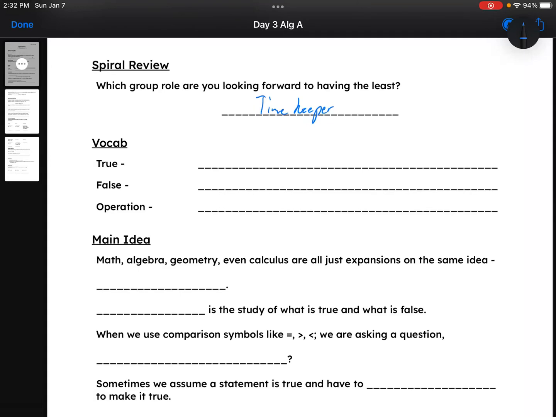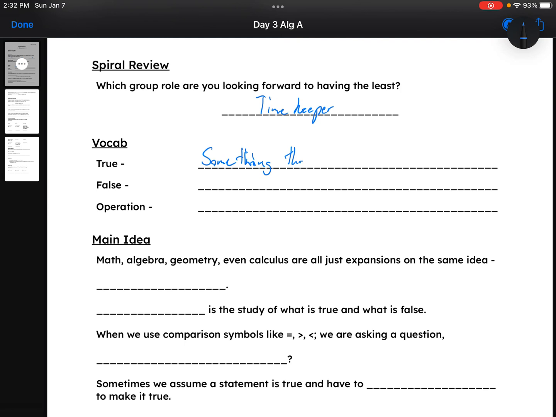All right, here is vocabulary for day 3. The first word is the word true. Something is true when it's right, when it's a thing, when it actually exists. So I'm going to say something. This is not a very good definition because the definition for true is actually pretty tricky.